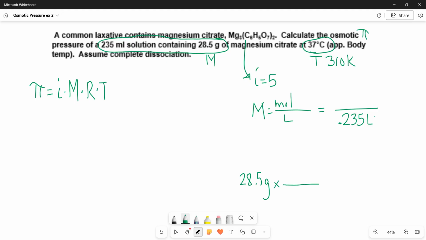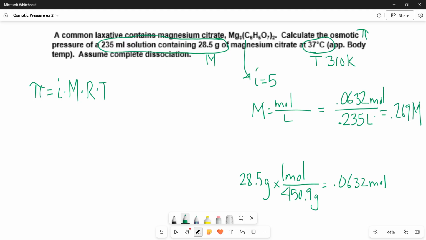If I add up 3 magnesiums, 16 carbons, 10 hydrogens, and 14 oxygens, that's a pretty heavy compound. We're going to have 1 mole per every 450.9 grams. So that is going to give us 0.0632 moles. If I take that amount of moles and put it into our molarity calculation, I'm going to get a molarity of 0.269 molar.